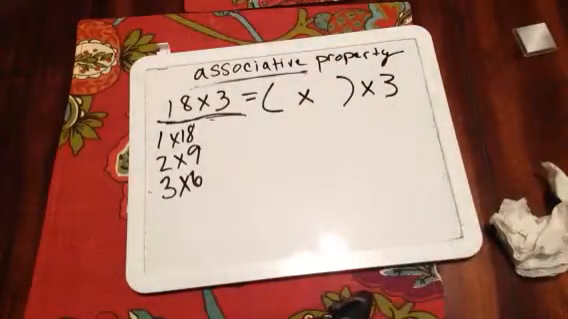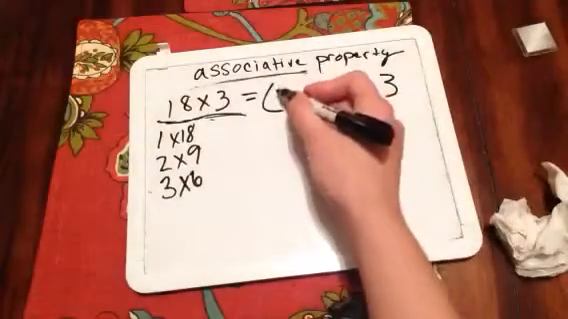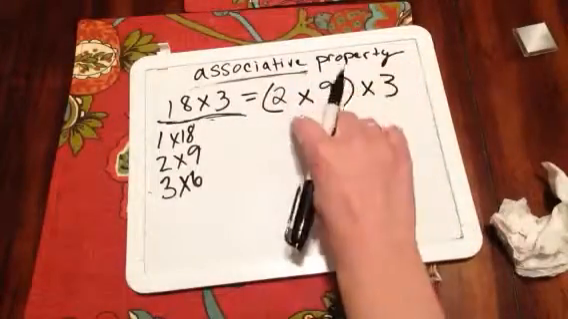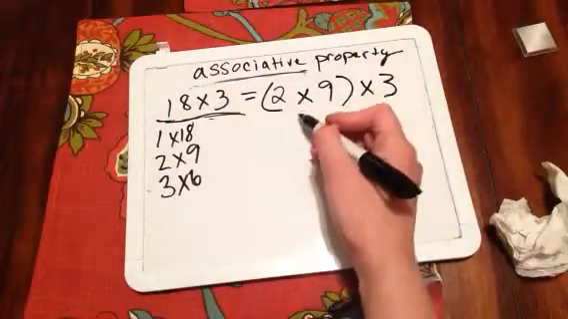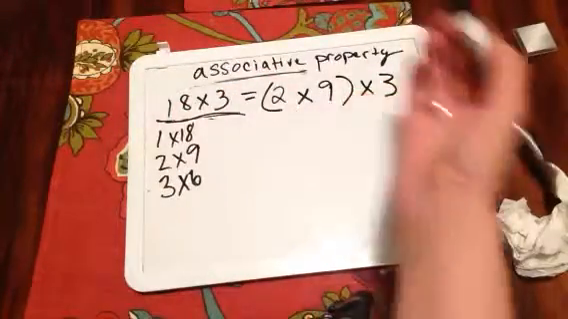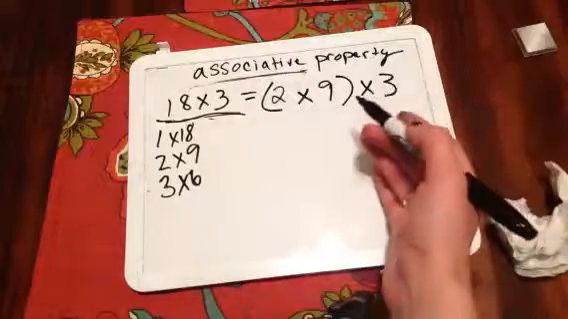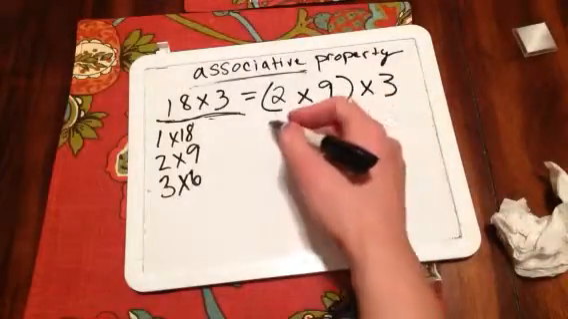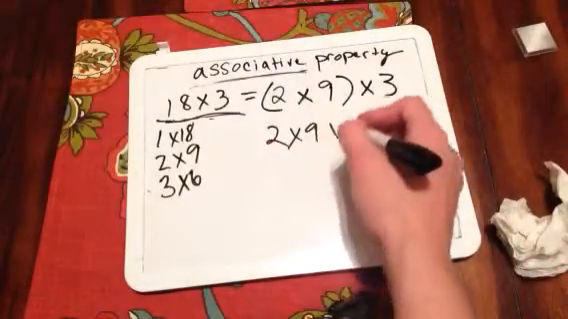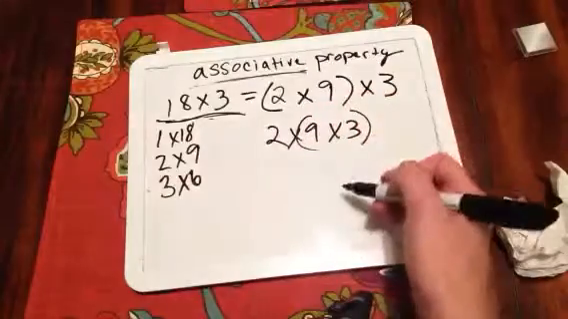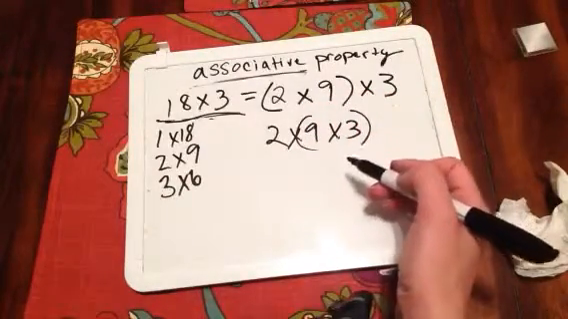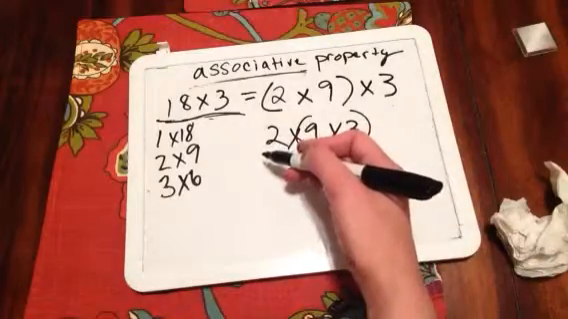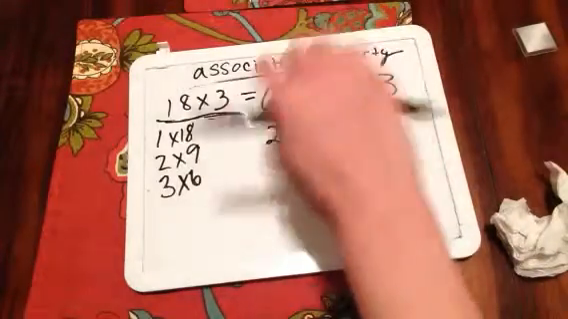Let's try 2 times 9, okay? So 2 times 9 equals 18. This is not going to help because if you do 2 times 9 equals 18, you end up with 18 times 3. But you could do 2 times 9 times 3 and move with parentheses this way. That's going to give you a number that you might not know. And then you got to multiply that by 2. So that's going to be tough. So I'm not going to do that.